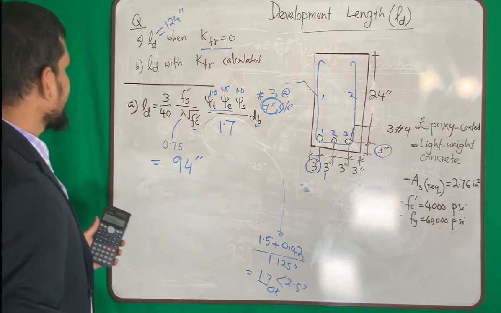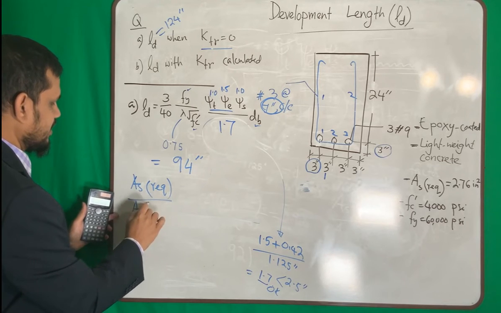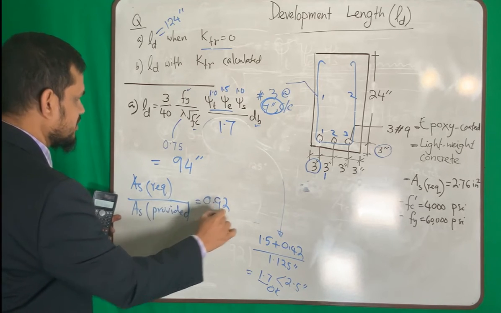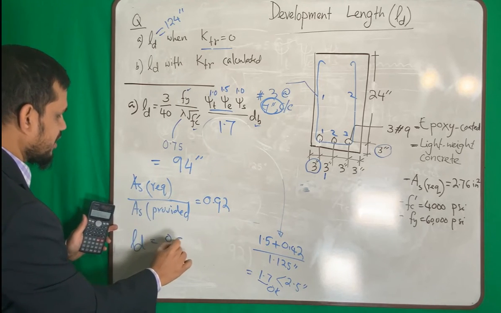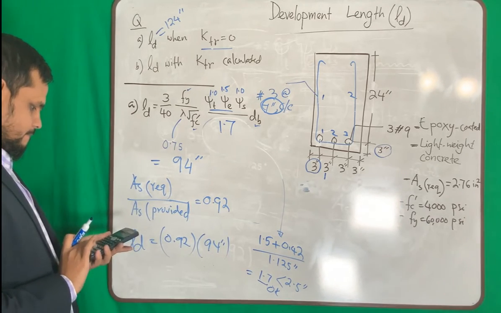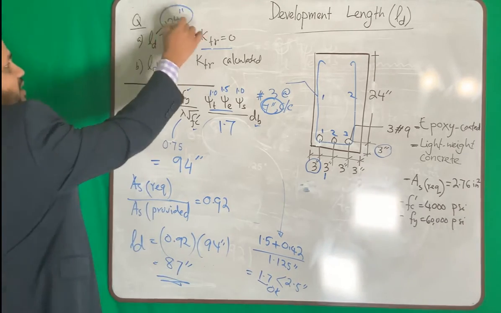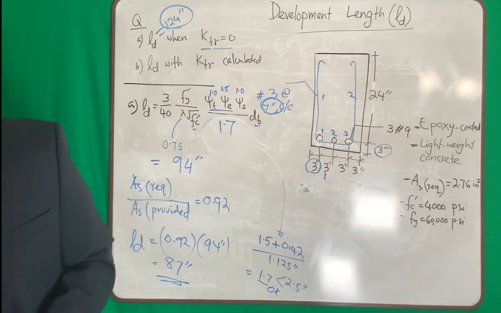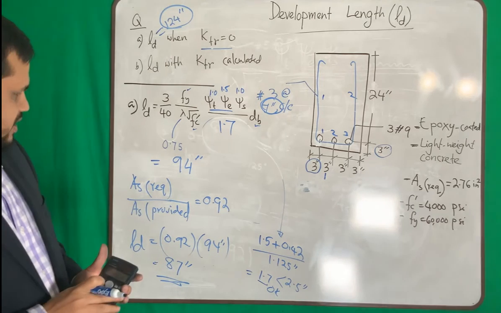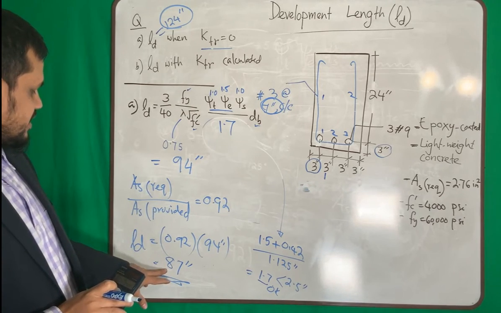And what was my factor? AS required divided by AS provided. You can remember it was 0.92. So my LD is coming 0.92 times 94, 87. Last time we got 124. This time we are getting 87 inch.